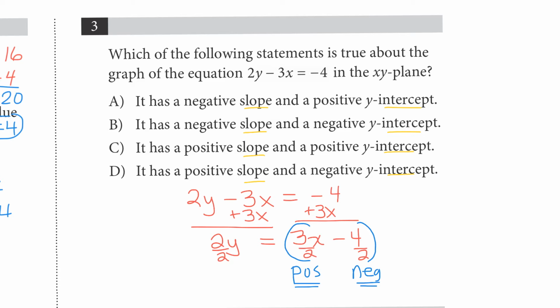So here, this one is negative, that's wrong, and this is negative, that's wrong. So we're looking for a positive slope, and we're looking for a negative y-intercept. Negative y-intercept, so that has to be answer D for this one. Answer D for number 3.